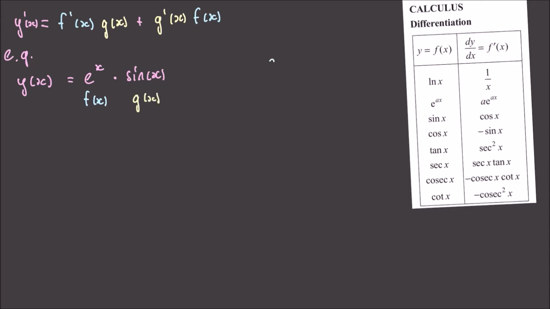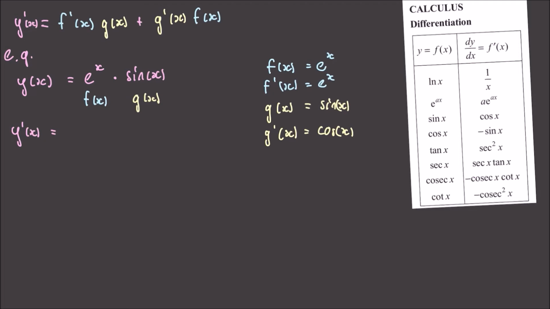So let's identify f separately and g separately, and we'll get the derivative of each bit. E to the x differentiates to e to the x. That's easy. Sine goes to cos. Now we can just apply our product rule. The derivative of y is equal to f prime times g plus g prime times f. This will do. Don't need to simplify it, but you can, since they both have an e to the x term, we can factor out e to the x. This will be useful for the merit questions, but unsimplified is perfectly fine.